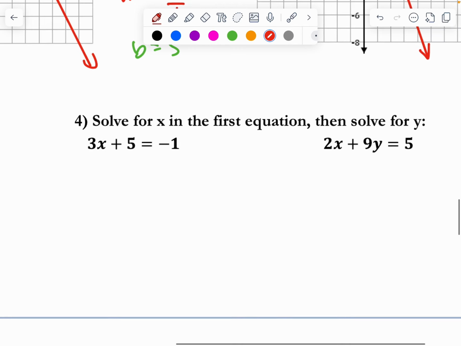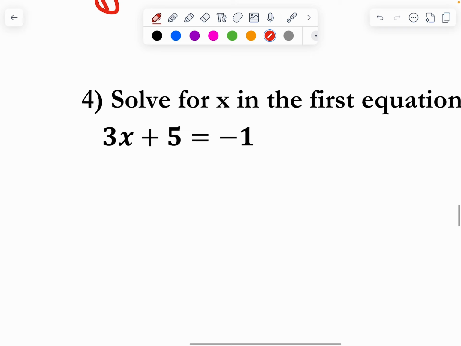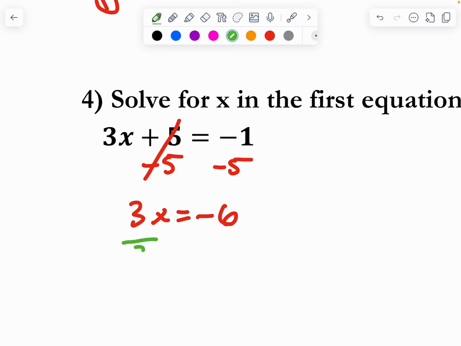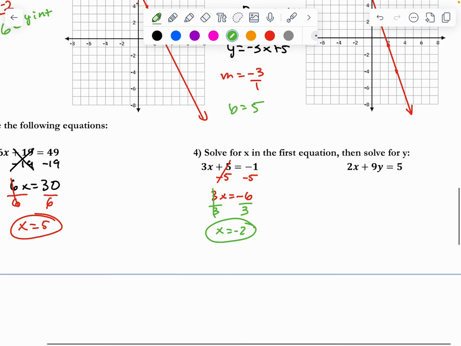Now let's solve for x here, right? I have a constant of positive 5, so I'm going to subtract 5, and I get 3x is equal to negative 6. And just as usual, we're going to divide at the end, and I get x is equal to negative 2. So we're done with that one.